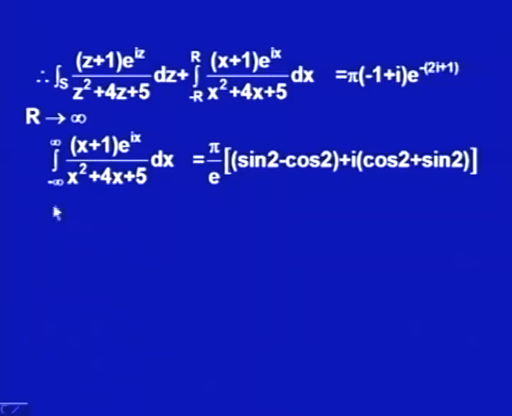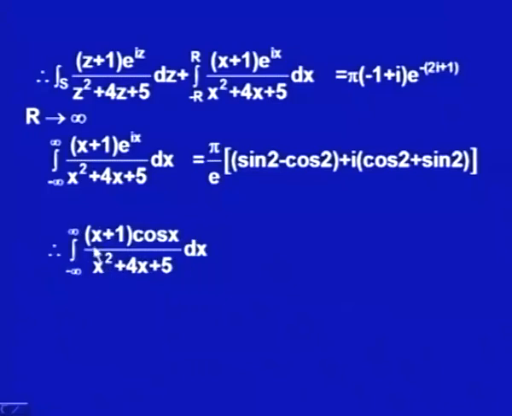One is the integral from 0 to infinity of (x plus 1) upon (x square plus 4x plus 5) cos x dx, plus i times the integral from minus infinity to plus infinity of (x plus 1) sin x upon (x square plus 4x plus 5) dx. Now, the integral which we have to evaluate was the integral from minus infinity to plus infinity of (x plus 1) cos x upon (x square plus 4x plus 5) dx. Now, this is the real part of this integral. So, we will equate it with the real part, which is pi upon e times (sin 2 minus cos 2).